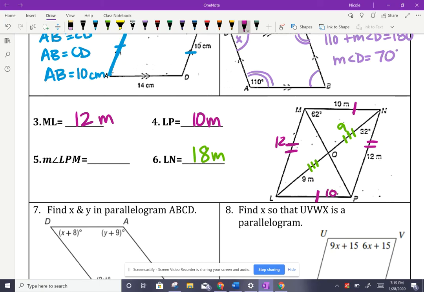Now, the last thing we need to do is find the measure of angle LPM. So one thing I want to remind y'all, so LPM, this angle right in here, this is a parallelogram, so I have parallel sides. Opposite sides are parallel to each other, which create alternate interior angles. So this angle and this angle are congruent. So angle LPM has a measure of 62 degrees.